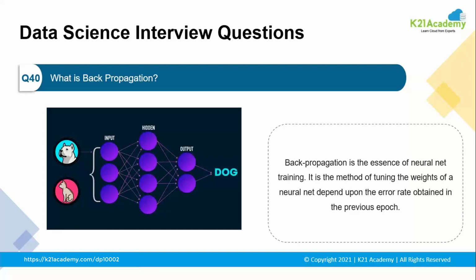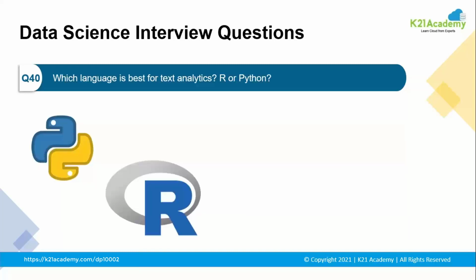Moving on to the next question, what is backpropagation? Backpropagation is essentially neural network training. It is a method of tuning the weights of a neural network depending upon the error rate that is obtained from the previous epochs. So basically, in a deep neural network, you use backpropagation to give a proper prediction output.